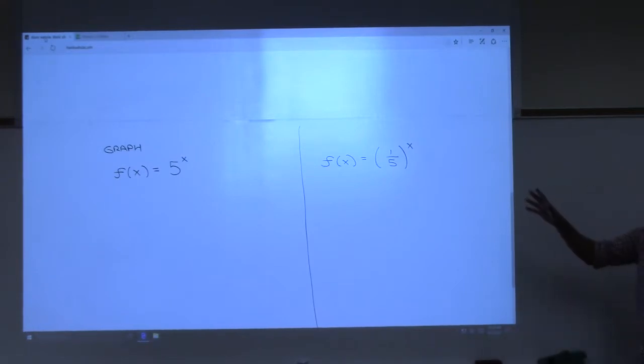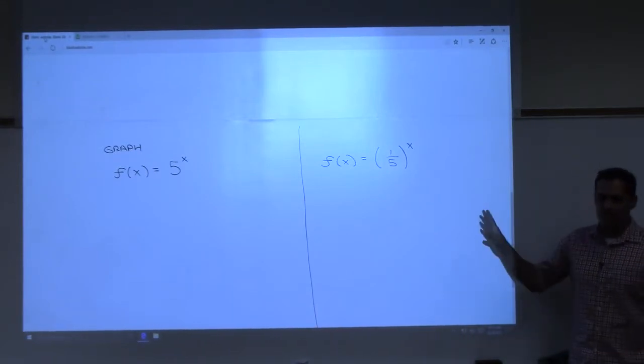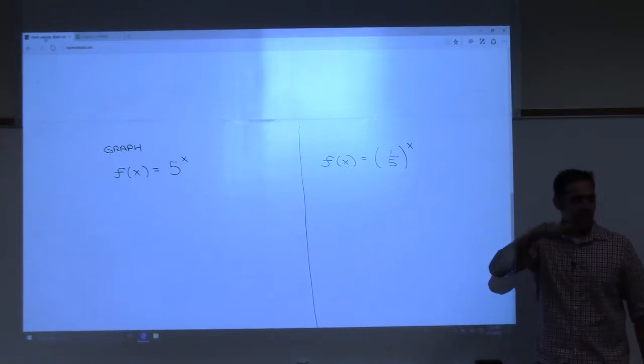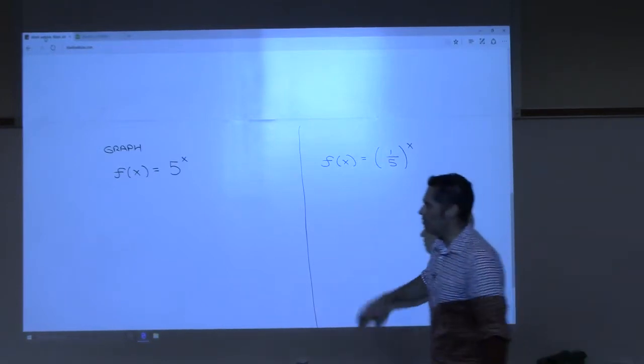All right, graphing these two. Now, we have a process for graphing lines, parabolas, polynomials, and rational functions. For these, all we're going to do are t-tables. That's it. We're going to make a t-table like old school, plug in points, and draw it. All right, that's what we're going to do.